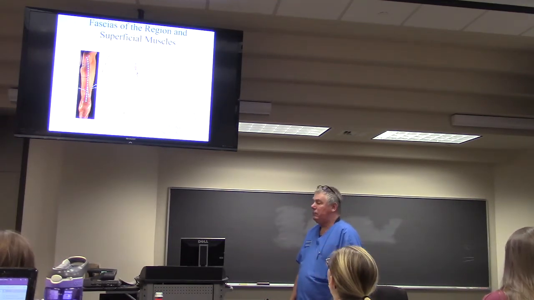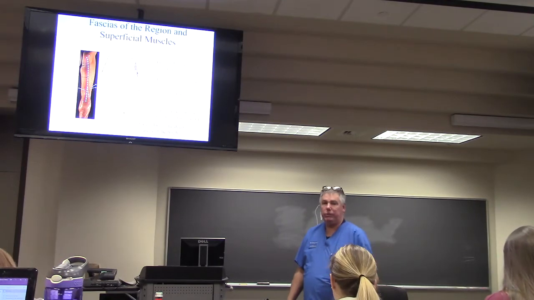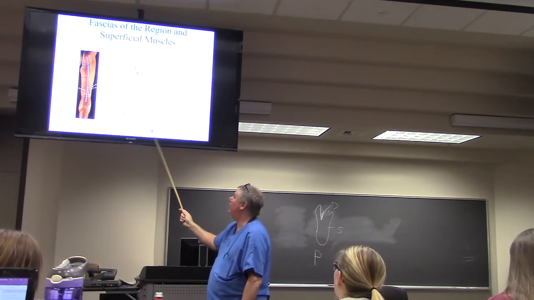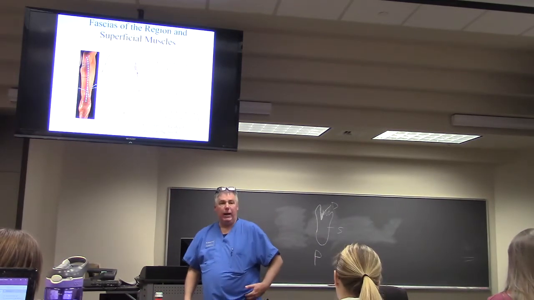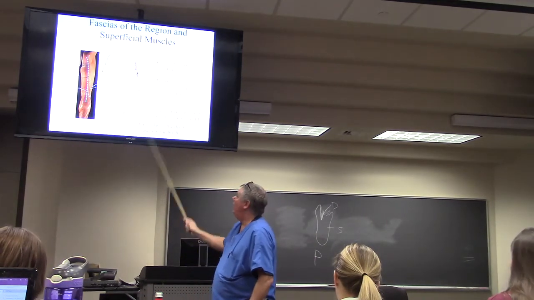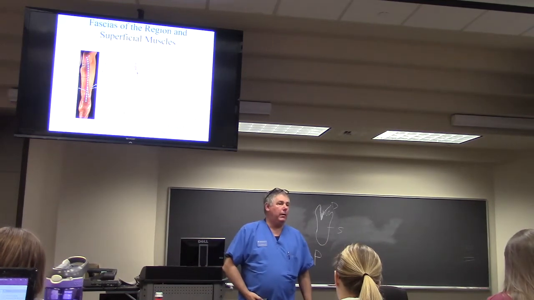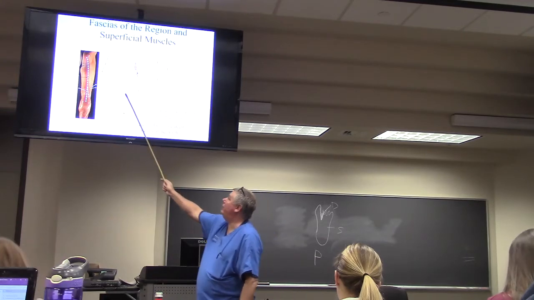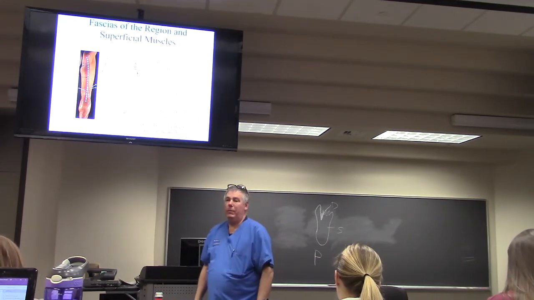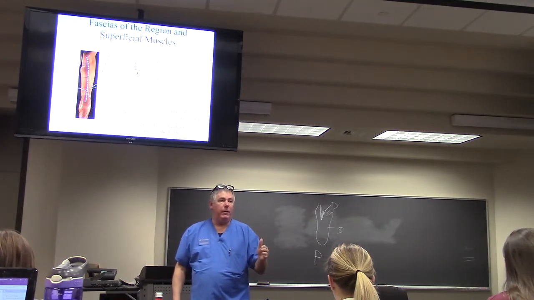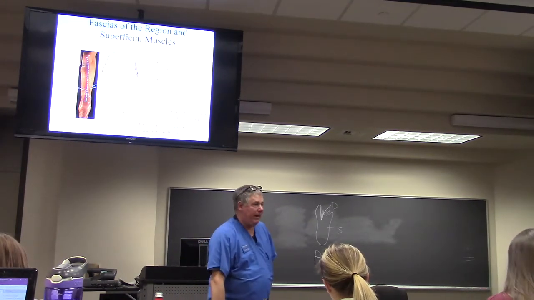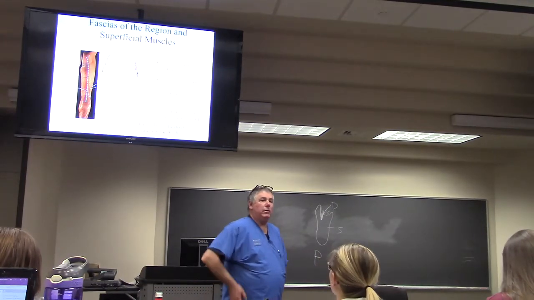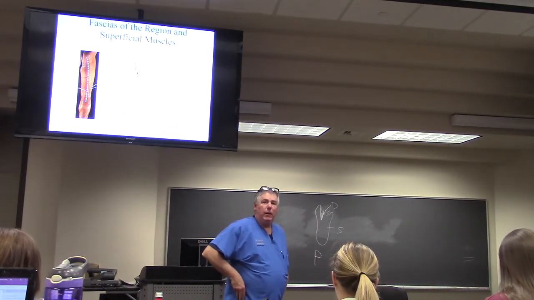Now, the deep fascia of the entire lower extremity is called the fascia lata. It's like a stocking. It covers the entire lower extremity. It's attached to the inguinal ligament up here in the front. In the back, it just melds with the pelvis. But that fascia lata is very tough. Laterally, it's thickened. And at the proximal part of it, there's actually a muscle that's embedded.